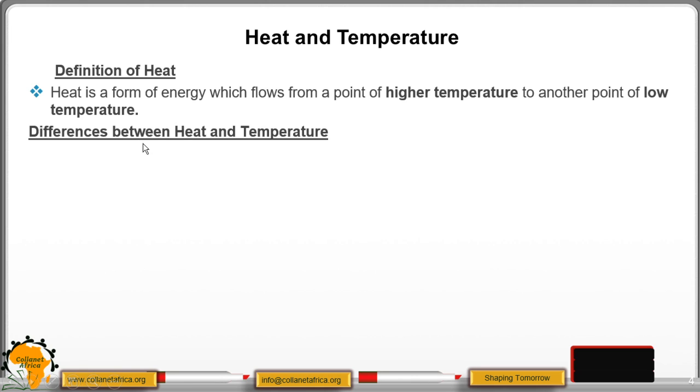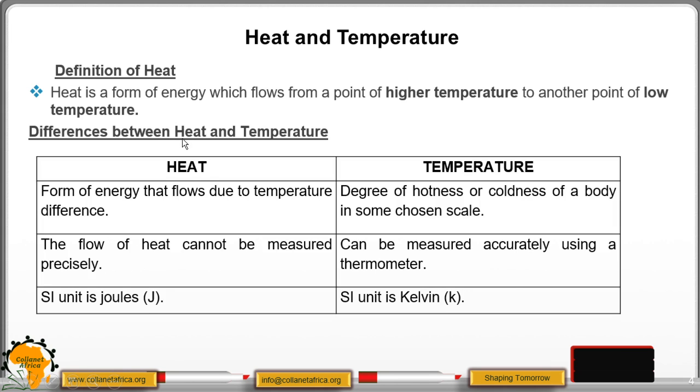Then we look at the differences between heat and temperature. One, heat is a form of energy that flows due to temperature differences, while temperature is the degree of hotness or coolness of a body in some chosen scale. Then the flow of heat cannot be measured accurately using any instrument, while temperature can be measured using a thermometer. Then the SI unit of heat is joules, while the SI unit of temperature is Kelvin.